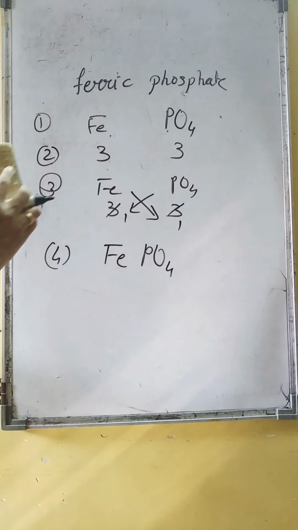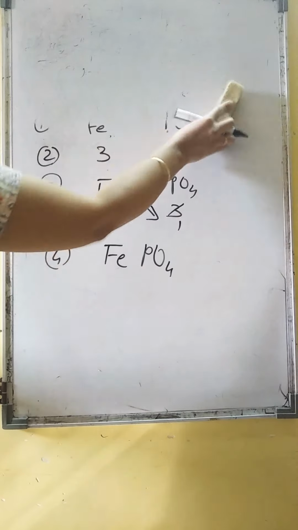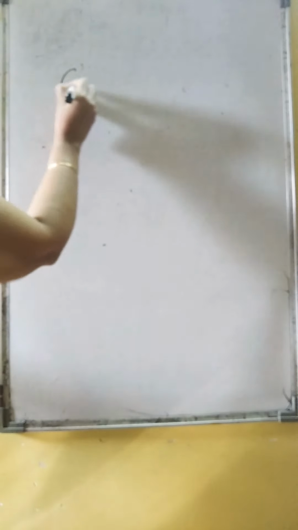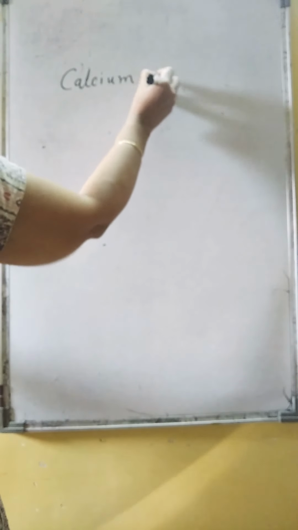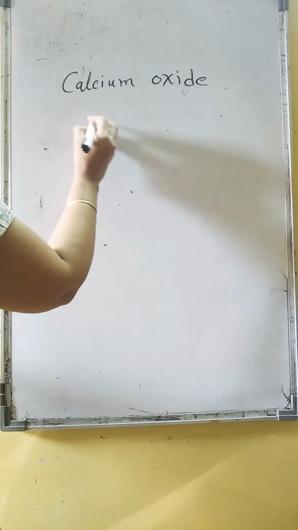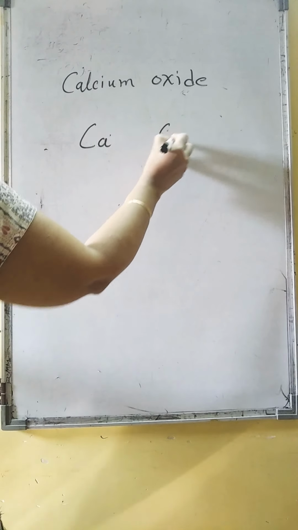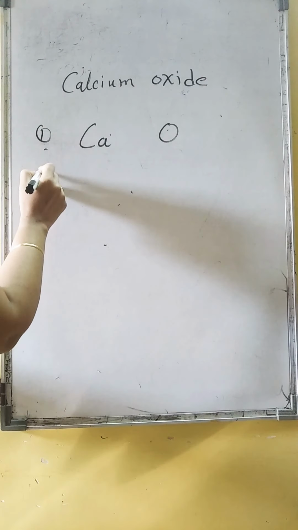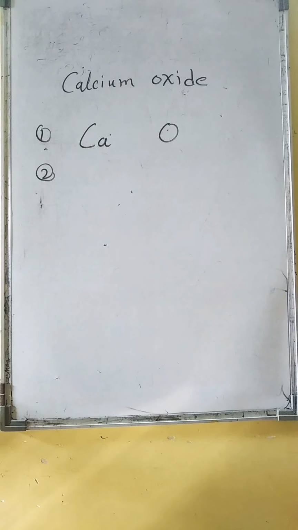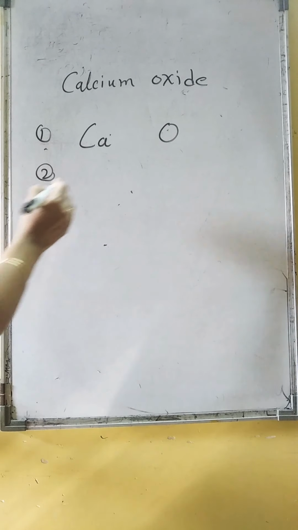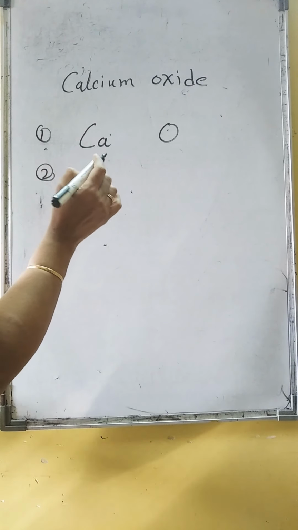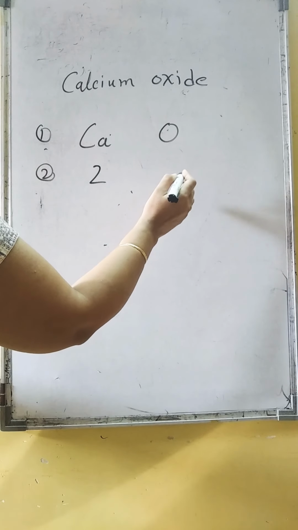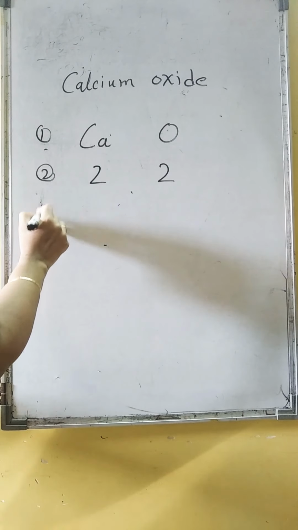Fourth one, calcium oxide. So you have calcium and you have oxide. Oxide is O, calcium is Ca. That is the first step. Second step, please write down the valency below it. So valency of calcium is plus 2, that means 2, and oxygen also 2. So now third step, what will come?